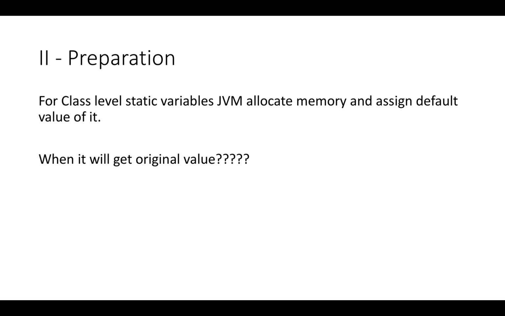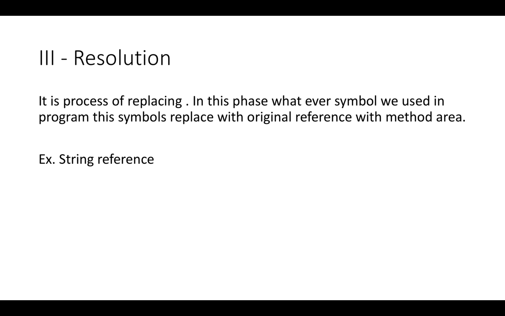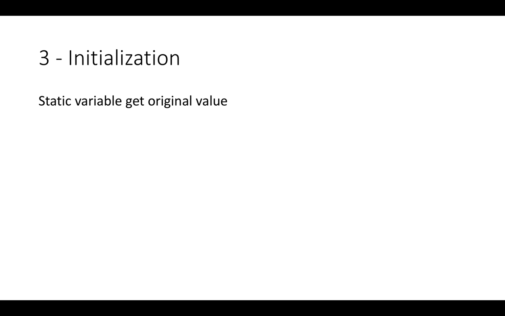The second part is preparation. For class level static variables, the JVM allocates memory and assigns the default value to them. They will get the original value in the initialization phase. Resolution is the process of replacing symbolic references. In this phase, whatever symbols we use in the program are replaced with the original references in the method area. And in the last phase, initialization, static variables get their original values.